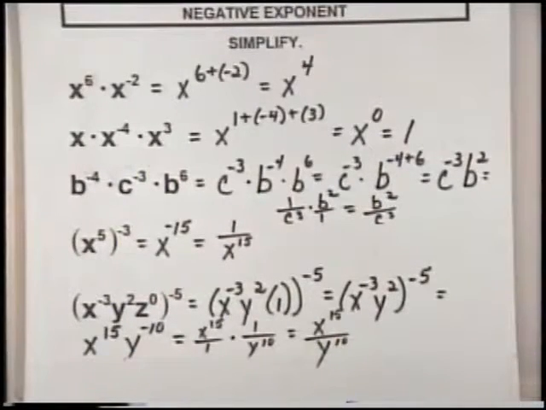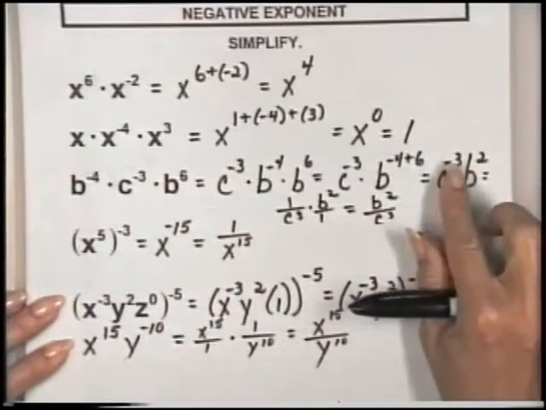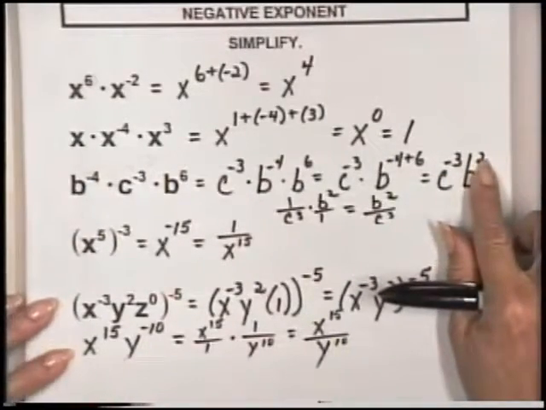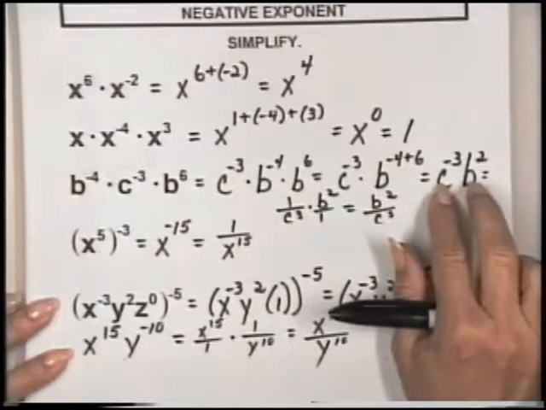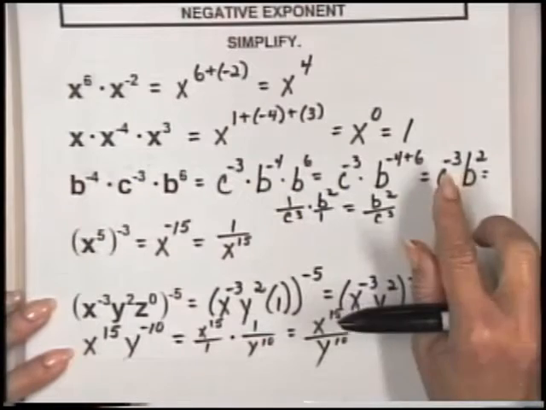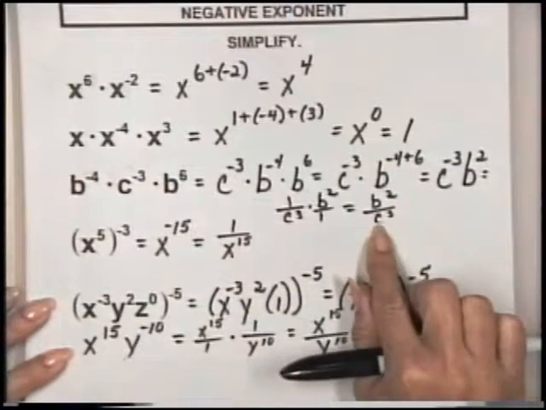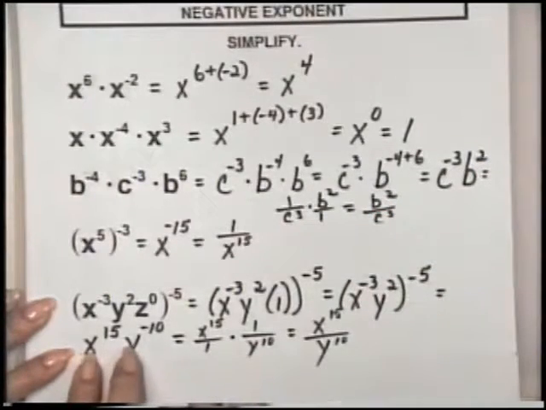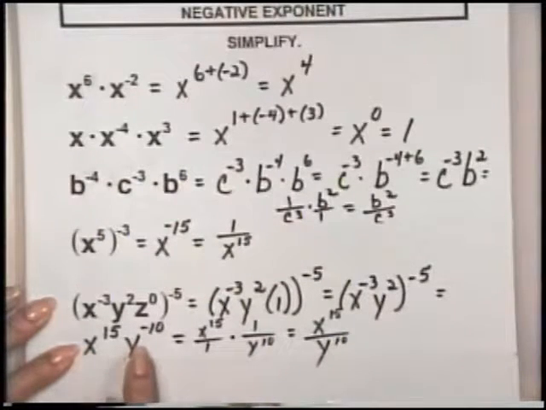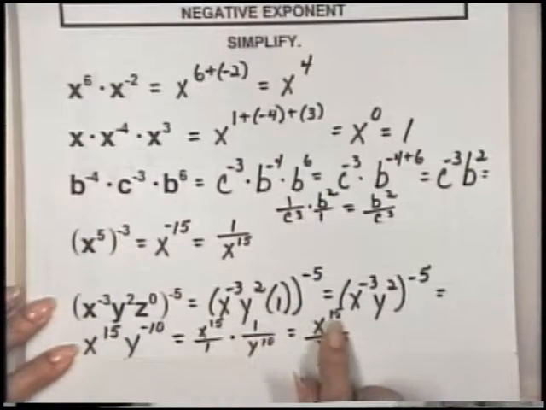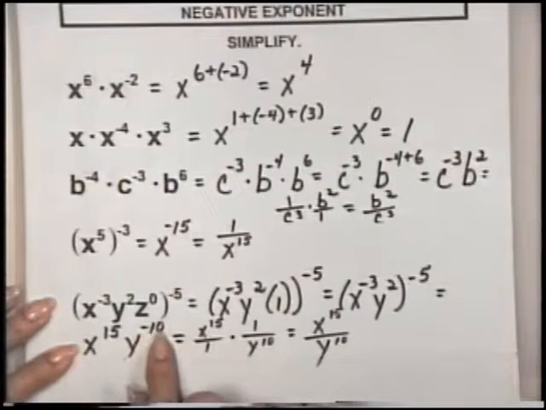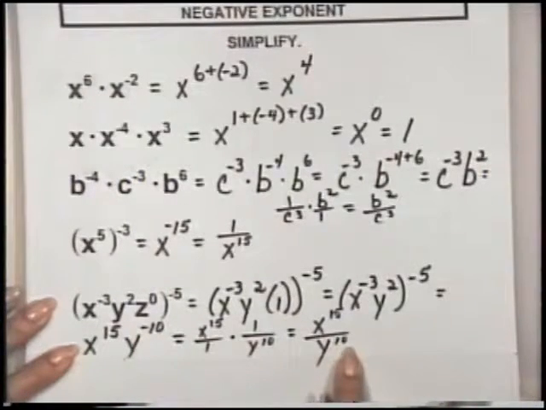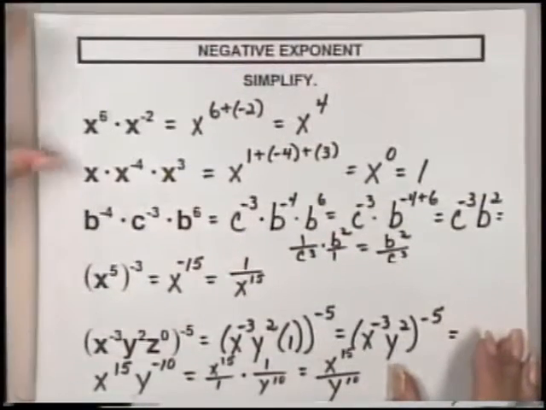Now I want you to notice what has happened. For this problem, I had c to a negative power, b to a positive power. Also notice that c and b are both factors. The factor with the negative power went to the denominator. The factor with the positive power stayed in the numerator. Look what happened down here. I have a factor of x to the 15th times the factor y to the negative 10. The factor with the positive exponent stayed in the numerator. The factor with the negative exponent moved to the denominator.